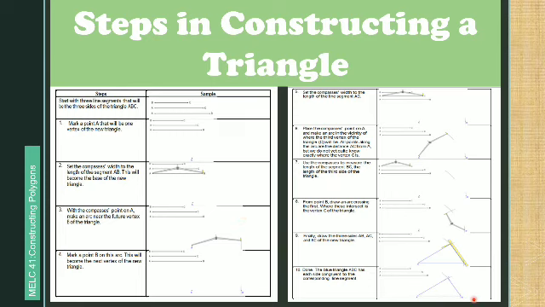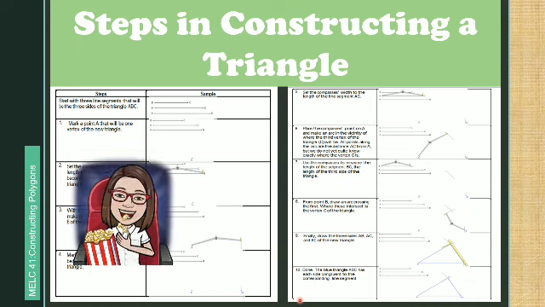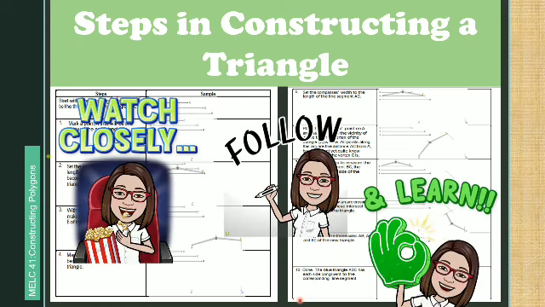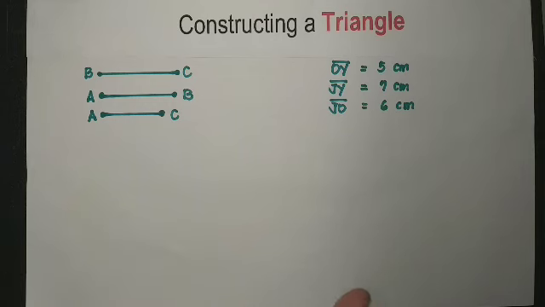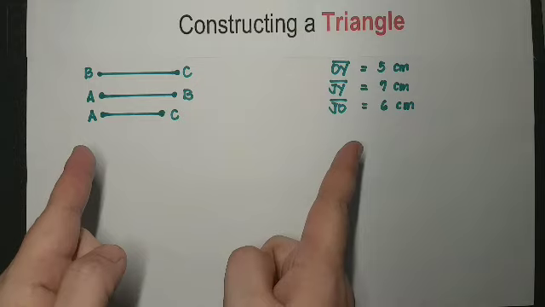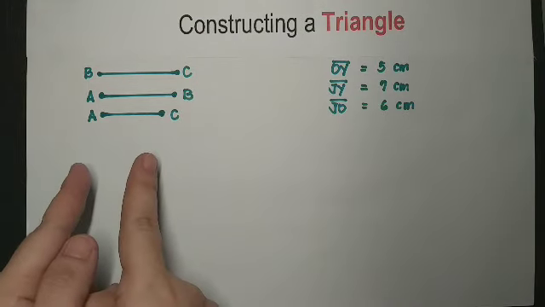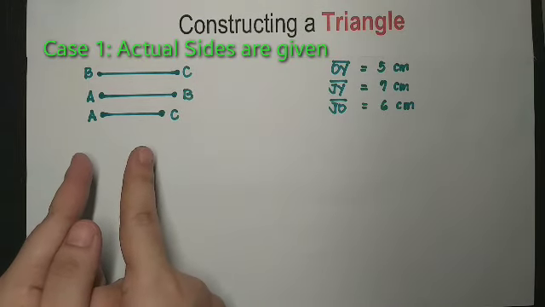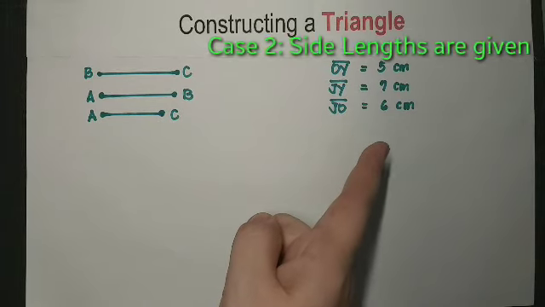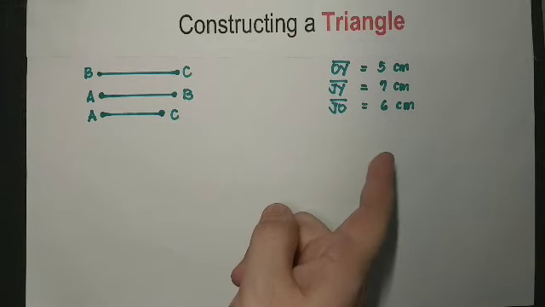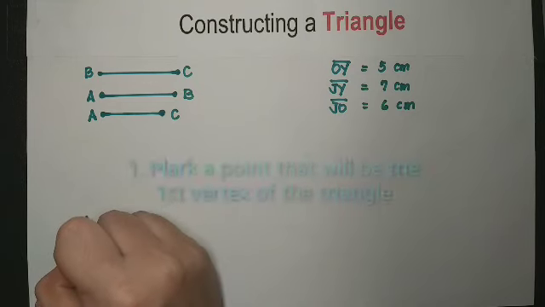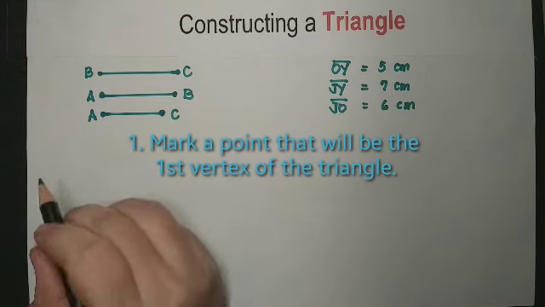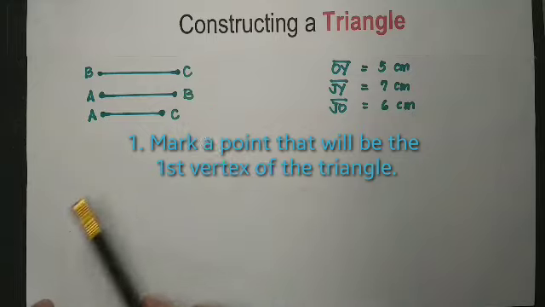I will show you shortly how to perform these steps, so I want you to watch closely, follow, and learn. I will show you how to construct a triangle with these two cases. The first case is with the actual sides given, and the other one is with the side lengths given. Let's start. Let's mark a point first here. That will be one of the vertices of our triangle.